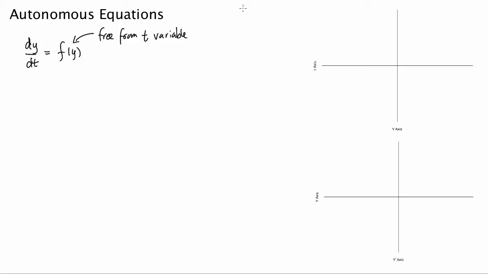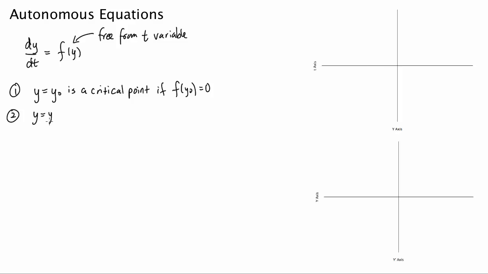Now, there's a couple of features of autonomous differential equations I want to go over with you, and then we're going to take a look at an example. The first feature is that y equals y naught is a critical point if it makes the right-hand side 0. So critical points are points which make the right-hand side 0. We've seen this sort of thing before. This is akin to equilibrium points.